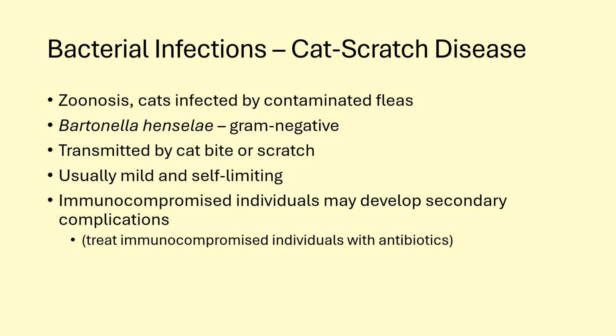Cat scratch disease. It's a zoonosis type disease, where it's from an animal to humans. What happens here is cats get infected by contaminated fleas. So the fleas are contaminated, they infect the cat. The causative agent is a bacterium, Bartonella henselae. It's gram-negative. And so sometimes the cat has it, the flea bites it, the flea goes and bites another cat. So it's being transmitted around the cats.